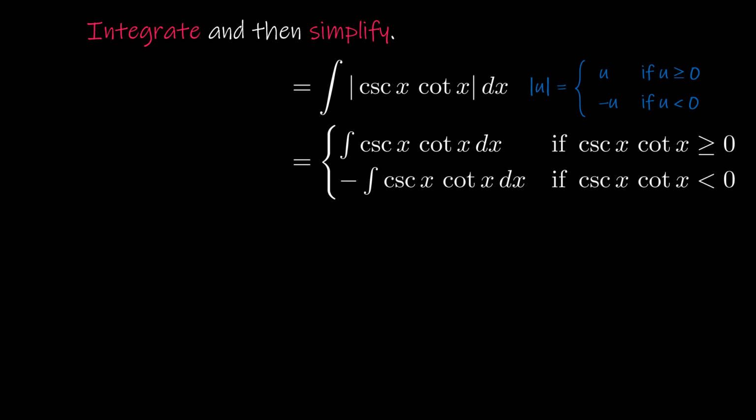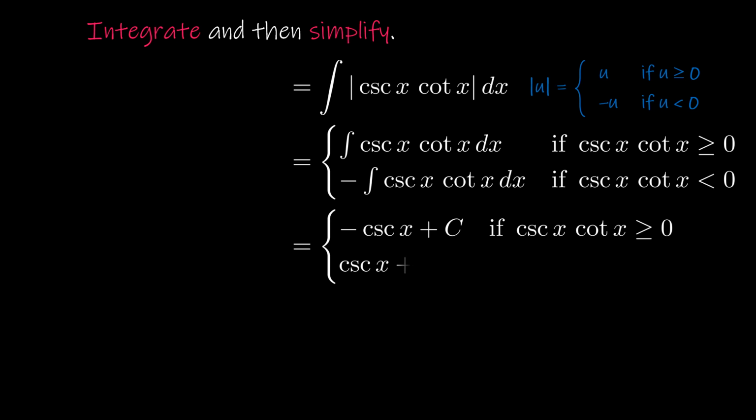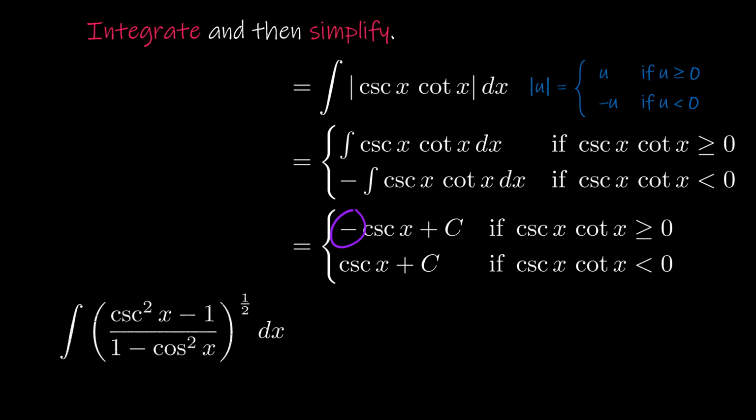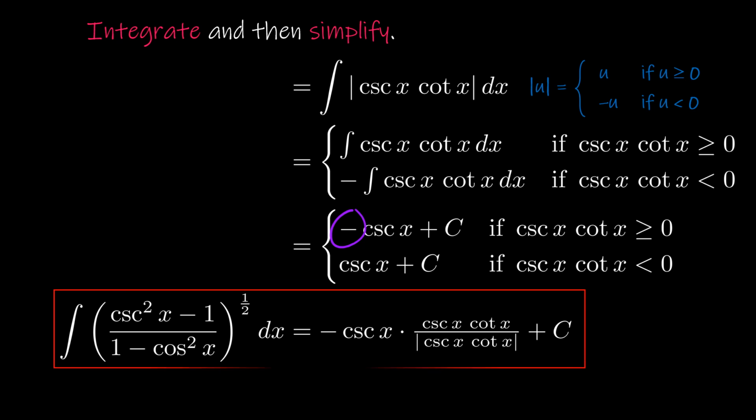Integrate using a trigonometric function rule. Because the two cases differ only by the sign, the integral becomes the negative cosecant of x times the quotient of the cosecant of x times the cotangent of x and the absolute value of the cosecant of x times the cotangent of x, plus c. This quantity determines the sign of the indefinite integral.